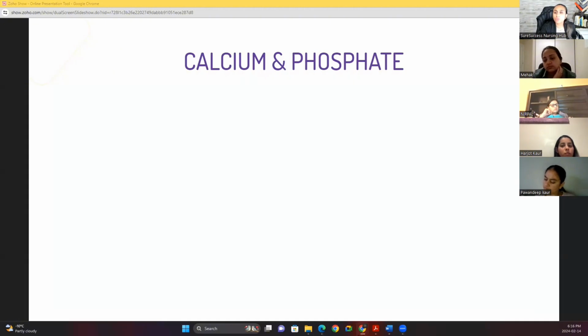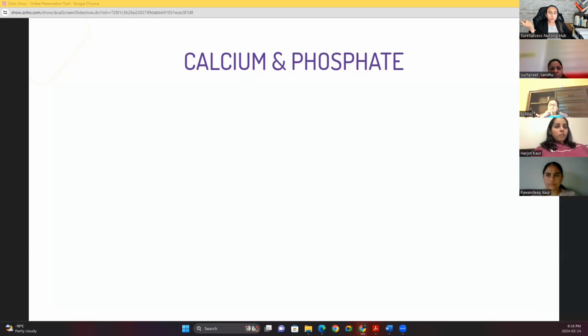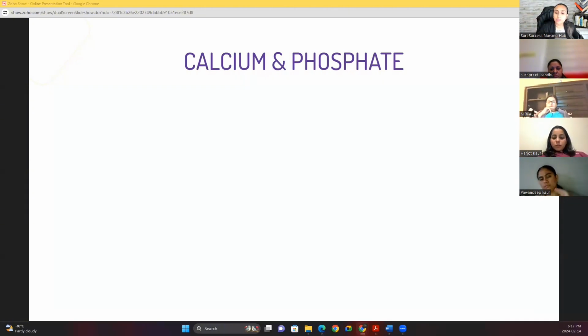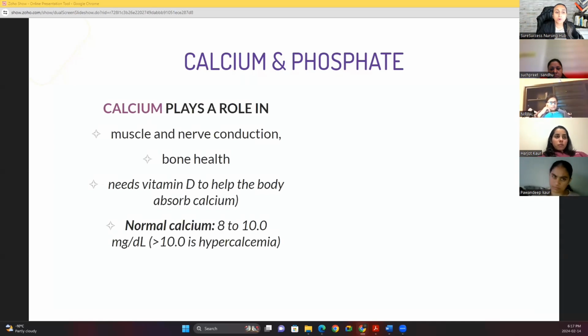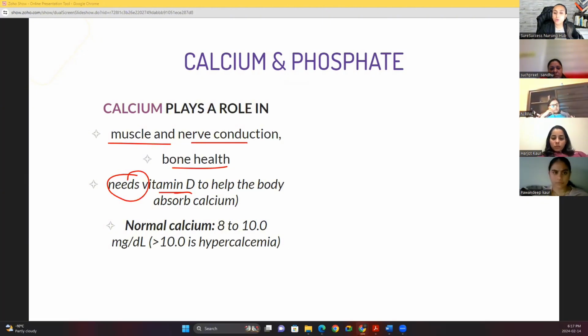All right, do you know what calcium and phosphorus do? Just like potassium will affect the heart, sodium will give the signs and symptoms of brain neurons, and calcium and phosphate will give the signs and symptoms of muscles and bone. Calcium plays an important role in muscle, nerve conduction, and bone health, and we always need vitamin D to help the body absorb the calcium.